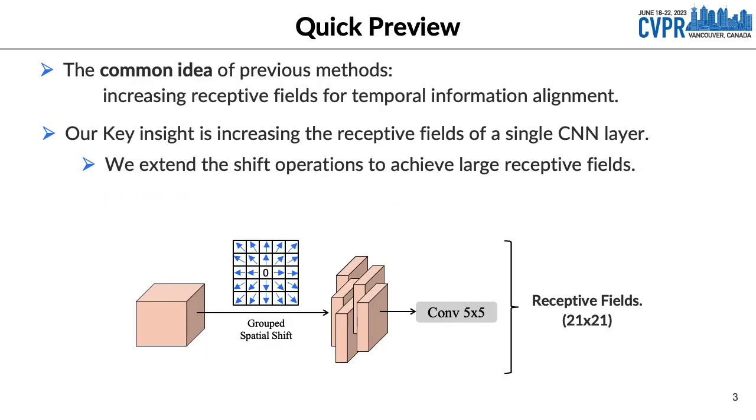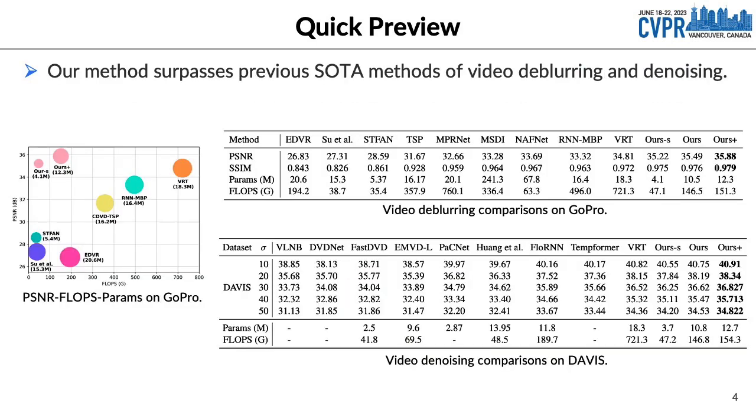A common idea of optical flow, DCN and self-attention layers is increasing the receptive fields for temporal information alignment. The success of self-attention layers lies in the increasing receptive fields of a single attention layer. Therefore, we extend the simple shift operations to achieve large receptive fields of a single CNN layer. Our method surpasses previous SOTA methods on video deblurring and denoising.